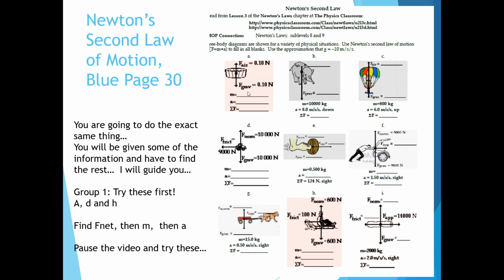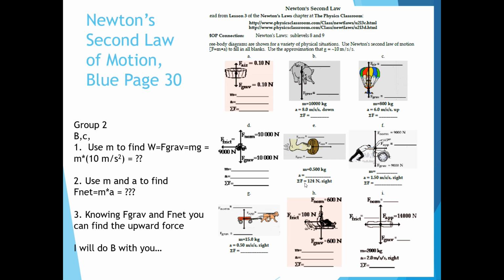And then once you have that, you're going to use net force equals mass times acceleration to find a. So a is going to be equal to the net force divided by m. So pause the video, work through A, D, and H since they're all very similar, and I will go on to tell you about the second group.